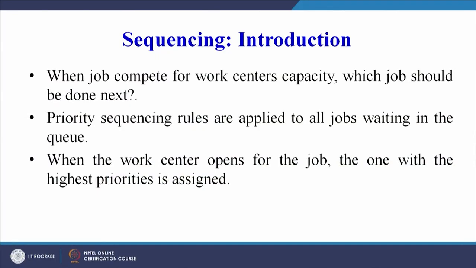So that sequence has to be decided, and there is a list of criteria which is usually followed to sequence these jobs onto the work center. Priority sequencing rules are applied to all jobs waiting in the queue. For example, take a bank where there is a queue, and the customers are served as per their sequence. So first come, first served. The person who is standing in the queue first will be served first, followed by the next person. Similarly, that can be one logic, one criterion for allocating the jobs to the machines.